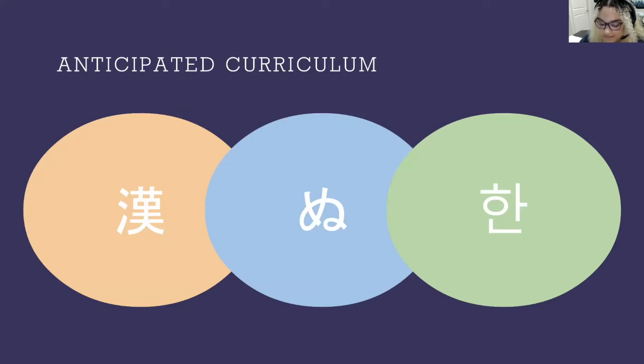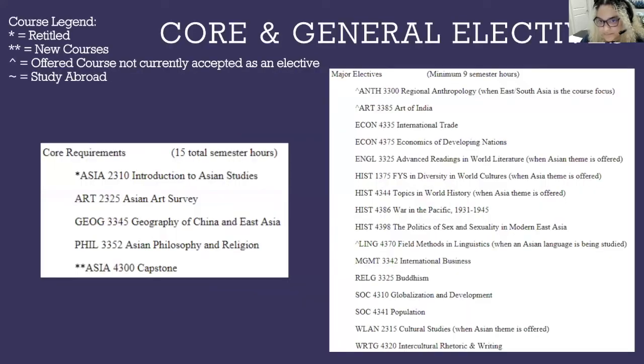The most creative part of my thesis was the anticipated curriculum section, where I had to list out courses and how these courses would fulfill requirements for the Bachelor of Arts in Asian Studies. As you can see in the top left, I included a course legend with labels such as an asterisk, a double asterisk, a caret, and a tilde. These are to make the reading of the courses a little bit easier for comparing what will be different with the Bachelor of Arts versus what is currently available with the minor.